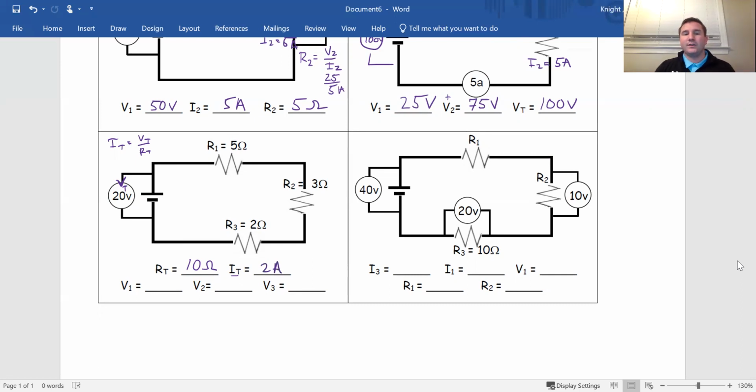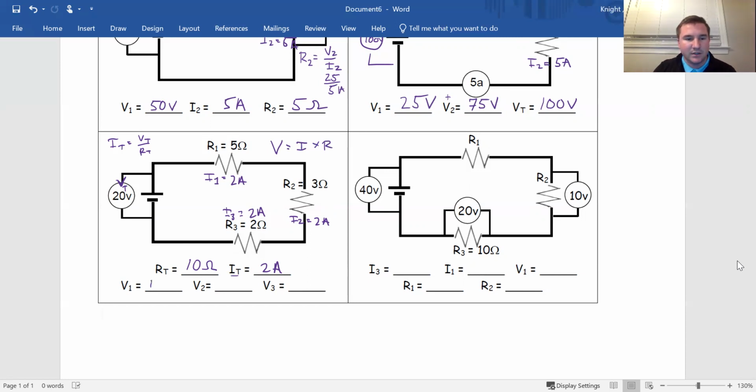And once I know that the current is 2 amps, it's 2 amps everywhere. So the current through here, I1, 2. Current through here, I2, 2. Current through here, I3, 2. Right? Current through every part of the circuit has to be 2 because we calculated the total current to be 2. And then it becomes really easy because we're looking for voltages 1, 2, and 3. Voltage is just current times resistance. That's Ohm's law again. So 5 times 2, 3 times 2, and 2 times 2.